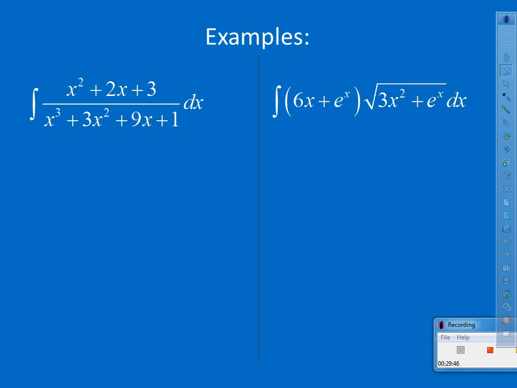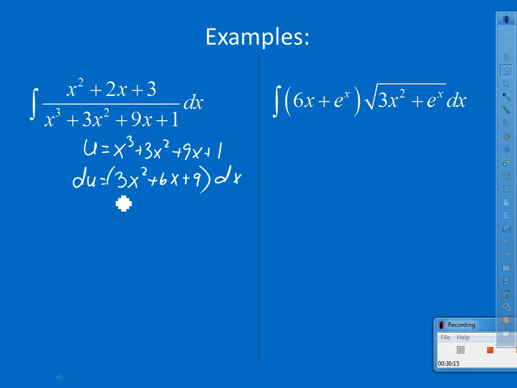Here comes your number 14. Looks harder, but it's not. My u is going to be this big old quantity that's to the first power. So u is going to be x cubed plus 3x squared plus 9x plus 1. My du is going to be (3x squared plus 6x plus 9) dx. So I need to see a 3x squared plus 6x plus 9, and I would if I tripled that.